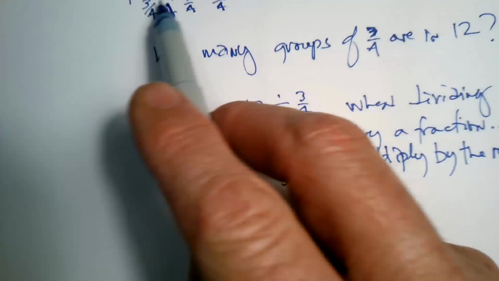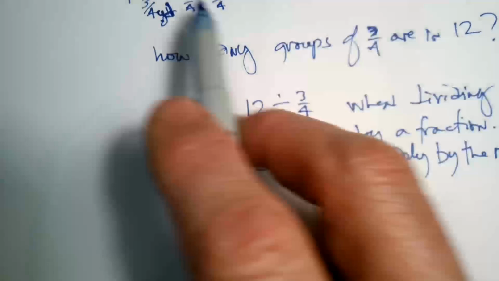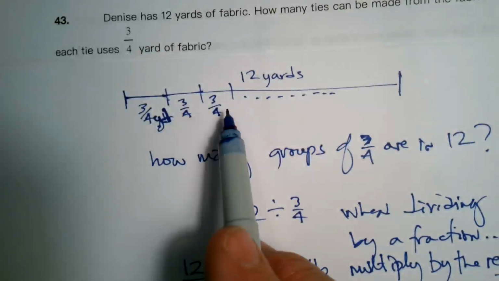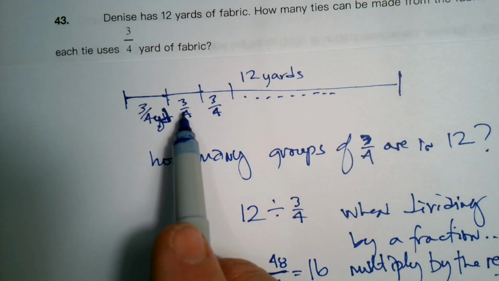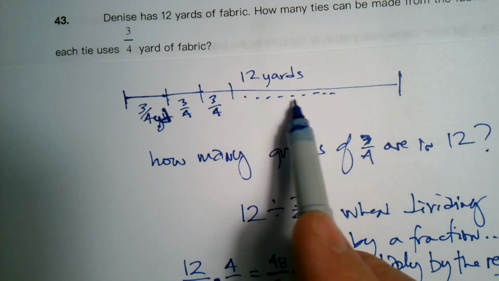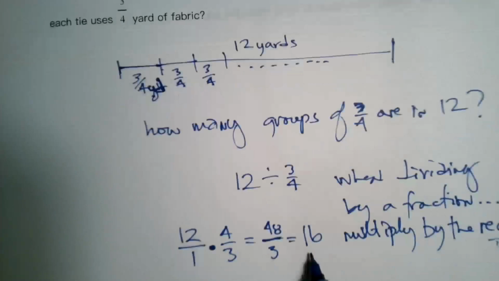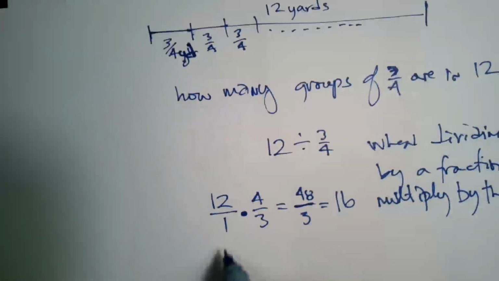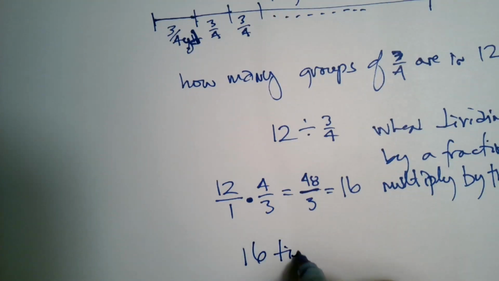So there are 16 possible ties. If I were to continue dividing out this 12 yards by 3/4 of each piece, I'd have 16 pieces, 16 ties. So that's my final answer. We would say that there would be 16 ties.